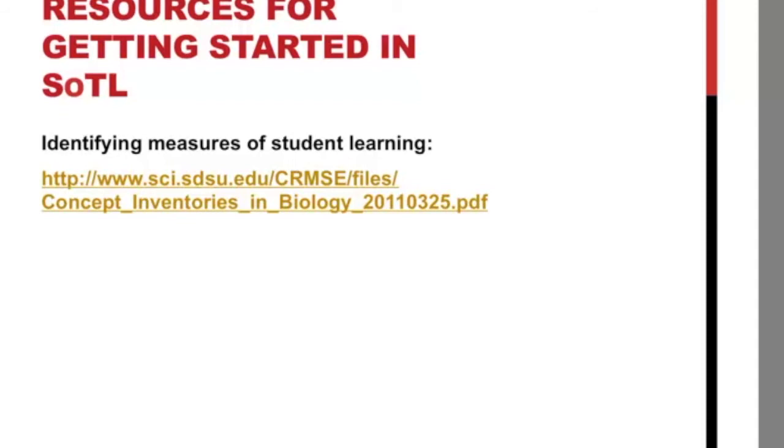One of the best ways to find these types of measures is to go to those journals that Dolan has listed, as well as the ones I gave you. But another great resource is found at this URL that I'm showing you here. These are concept inventories. This is specific to biology. Of course, there are concept inventories in physics as well, and also in chemistry, and even in biochemistry. But you want to dig through the literature and find things that other people have already tested and found to be effective.